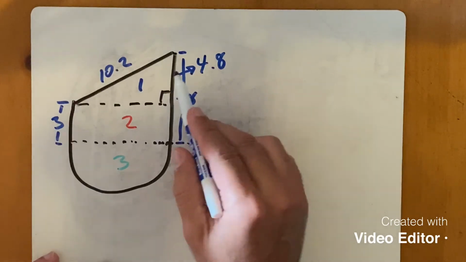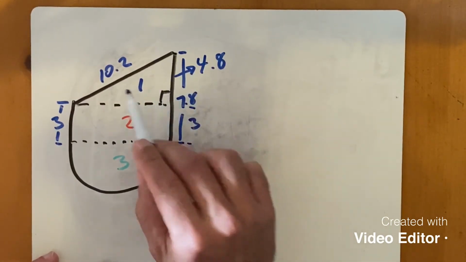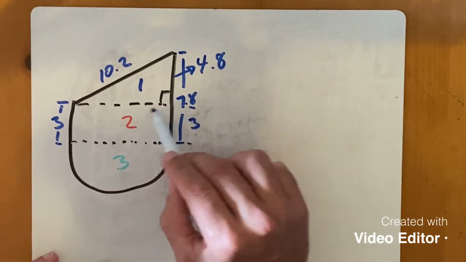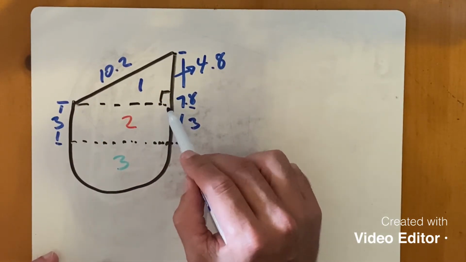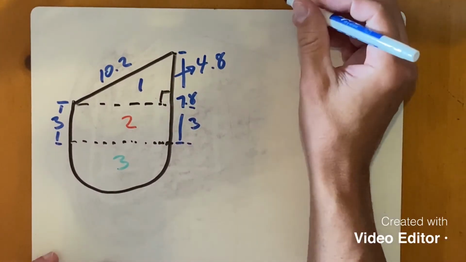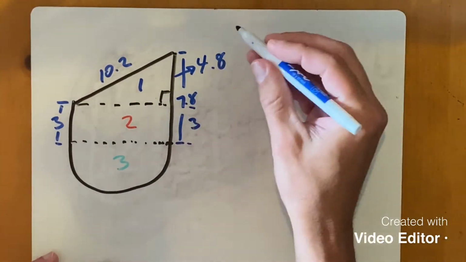All right, so there's my triangle. I've got 4.8 here. I've got this side, which represents the hypotenuse, and I need to find this side, which is going to represent my base. So 2 sides of a right triangle, I need the third. You know what to do, Pythagorean theorem. All right, so let's go ahead and find that.